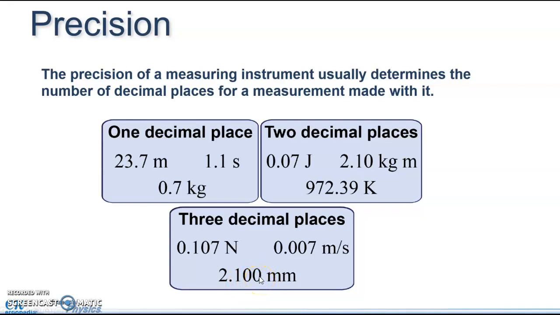I know in math, it really doesn't matter: 2.1, 2.10, 2.100. But in a science class, where we're not working with pure numbers, we're working with measurements, when you write those digits down like that, you're indicating that you did actually measure that place.